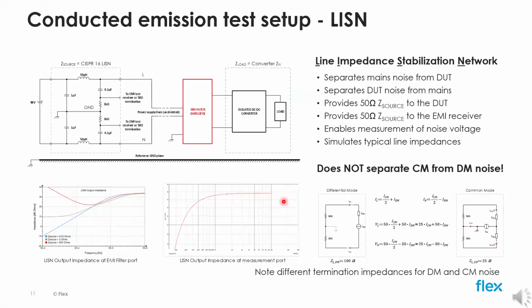As you can see from the equivalent circuits and circuit equation for differential and common mode noise, the actual termination impedance is different for the 2 modes. It's 100 ohms for differential mode and 25 ohms for common mode. This is something we need to consider, but most importantly, the line impedance stabilization network does not separate common mode from differential mode noise. This has an implication on the EMI filter design process, as we will see next.